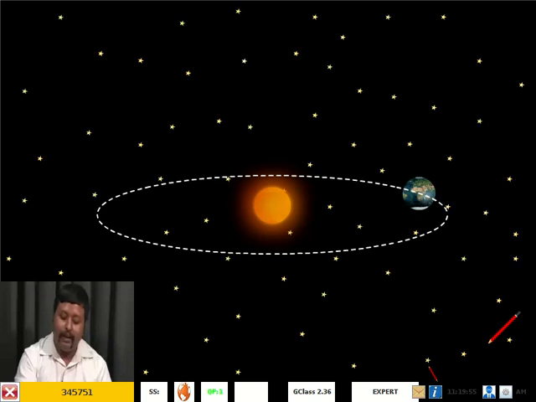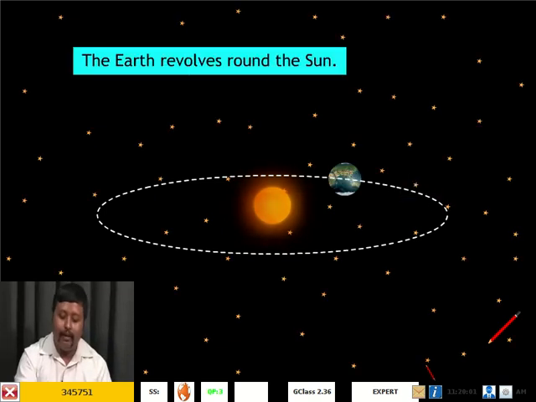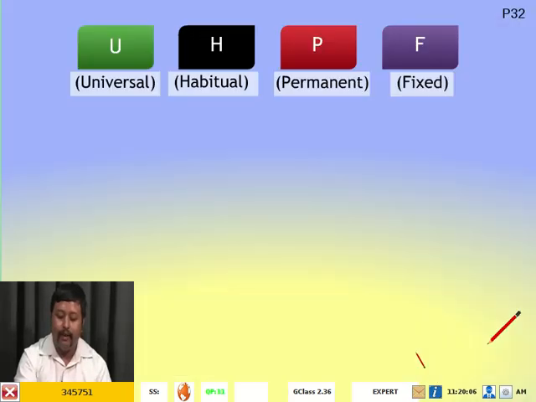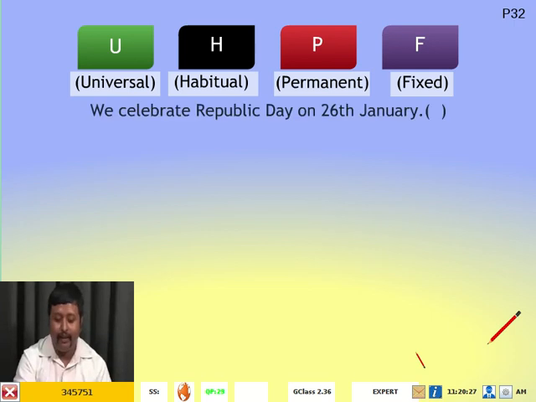What's that? The earth revolves around the sun. This is a universal truth, so that would be in present tense. We can divide that in certain categories use wise. So universal, habitual, permanent and fixed. You know, so in these cases we use present tense.